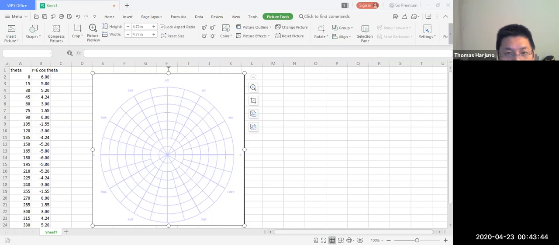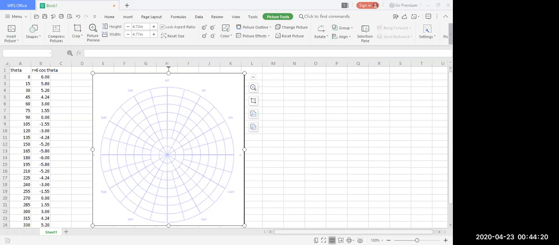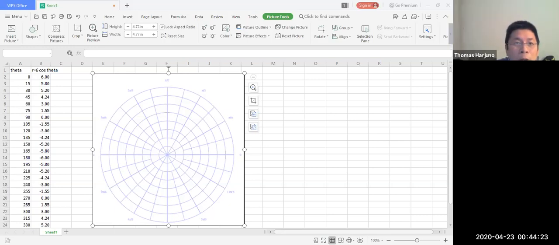45 degrees is 4.24, approximately here. And then 60 degrees is exactly 3. At 60 degrees, exactly 3. 75 degrees is 1.55. And then 90 degrees is 0. I'm sorry, 75 degrees should be here. It should be here. We still see the Excel screen. Sorry. Oh yeah, that's right.